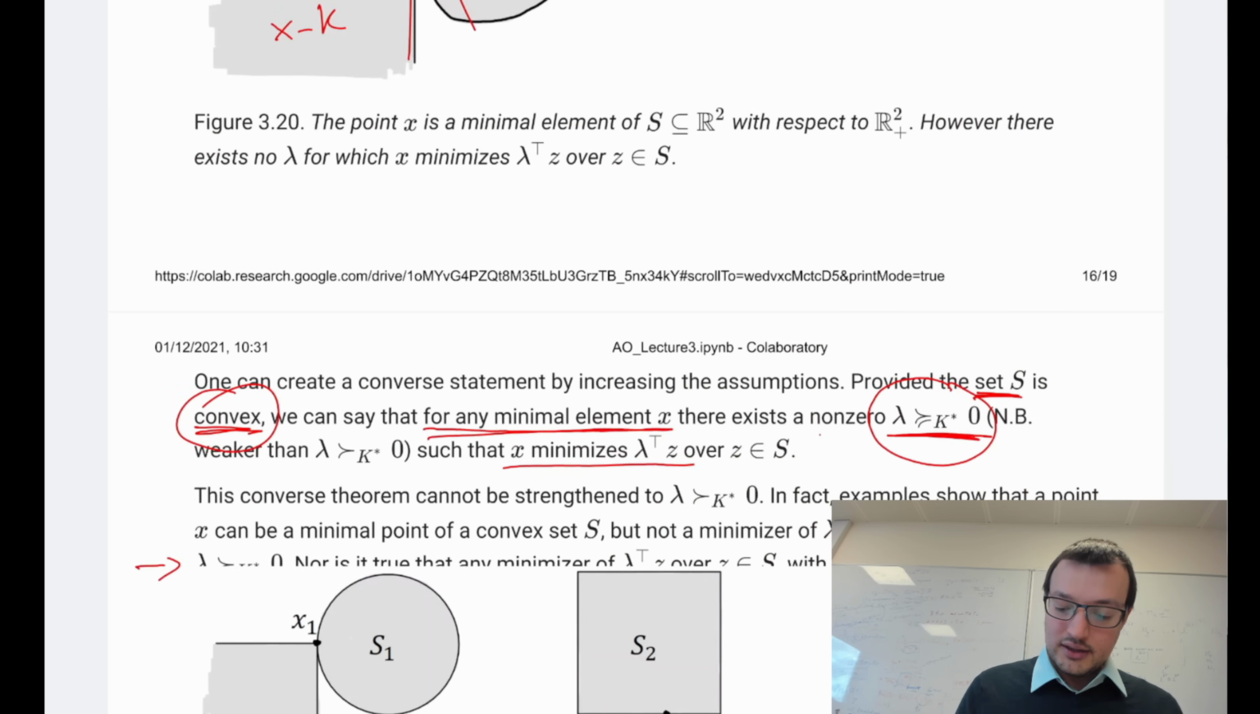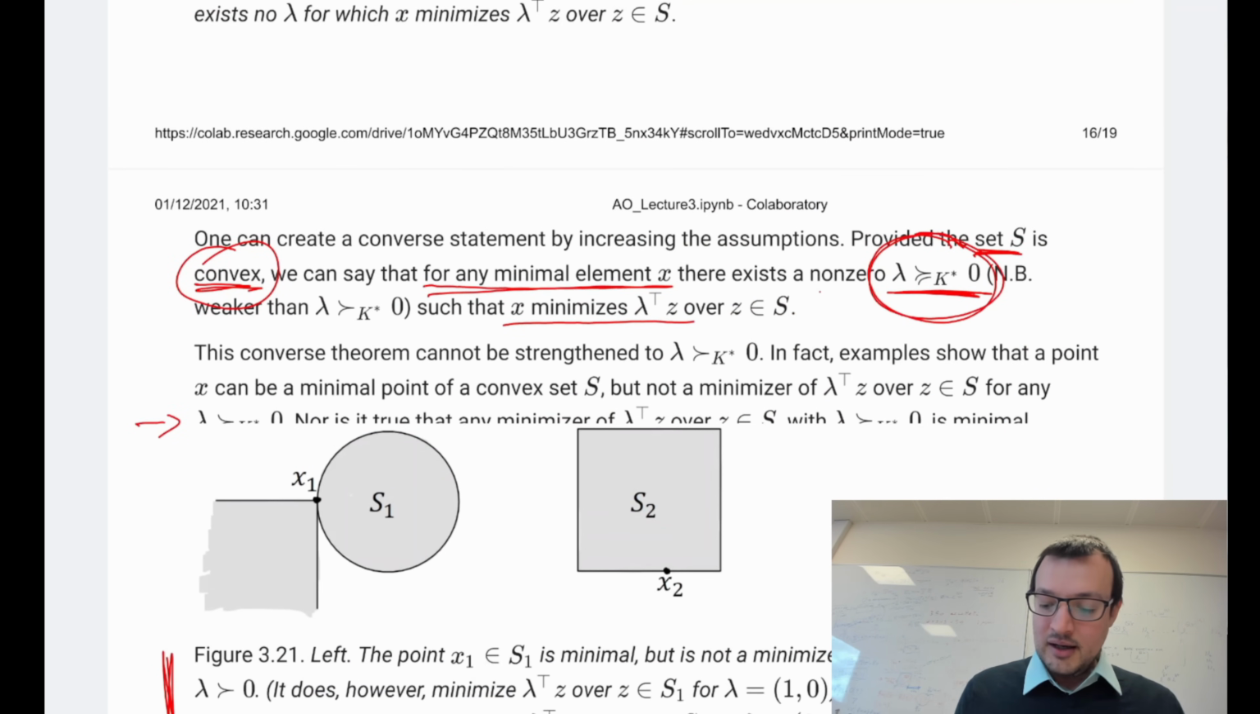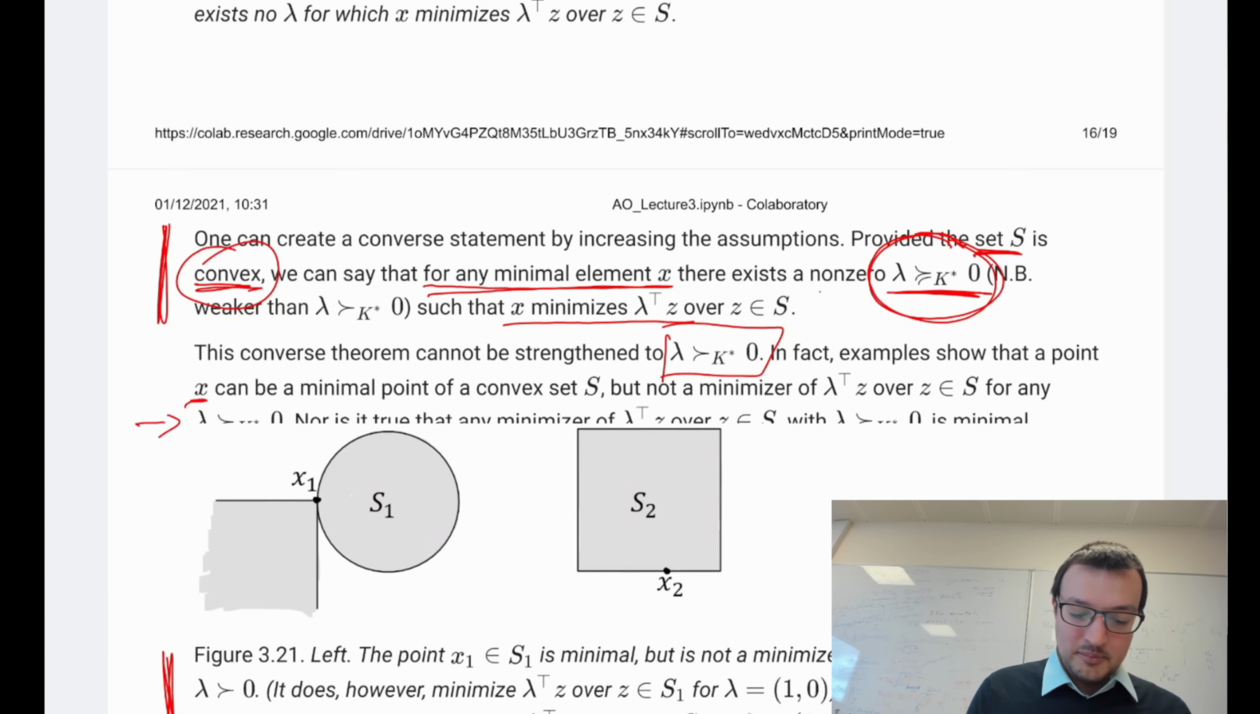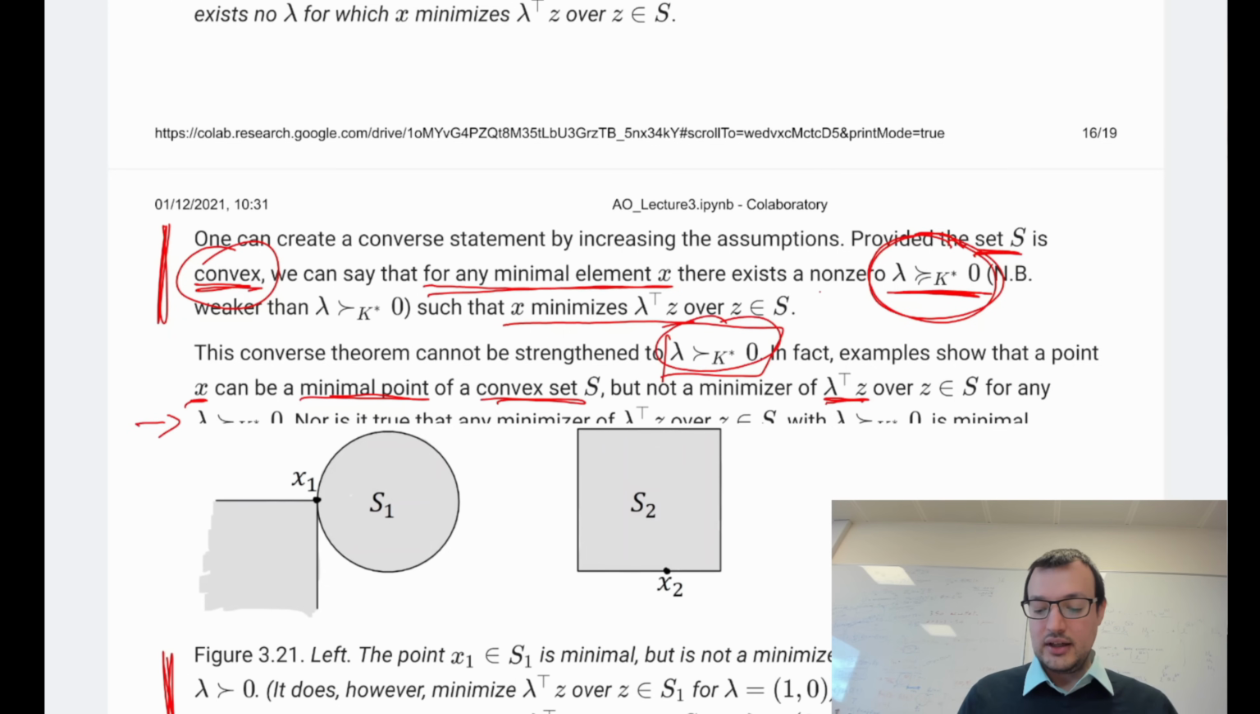Here, for this partial converse, lambda is actually greater or equal than 0. This is important because this converse cannot be strengthened to lambda strictly positive. There are examples that show that x can be a minimal point of a convex set S, but not a minimizer of lambda transpose z for lambda strictly positive in the dual inequality.